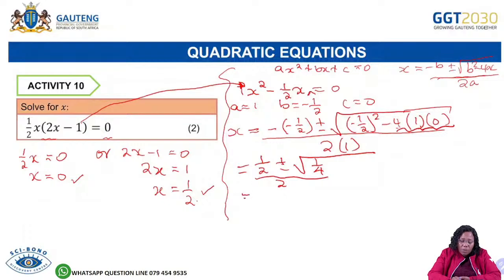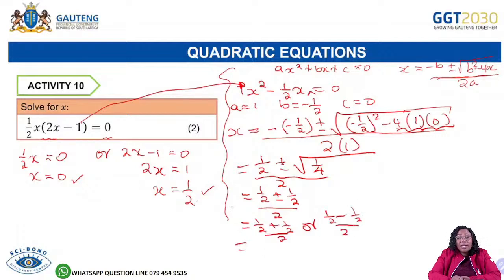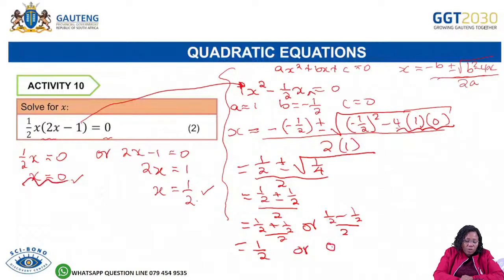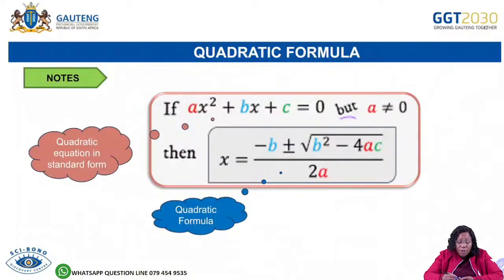And then now this will be half plus or minus the square root of 1 over 4, which is 1 over 2, all over 2. So we have half plus half over 2, or half minus half over 2. Half plus half is 1, therefore for this one we have 1 over 2. Or half minus half is 0, 0 over 2 is 0. Can you see, grade 12? You'll end up with the same answers, but it takes more time than noticing that they have already factorized for you. But anyway, you'll end up with the correct answer there.